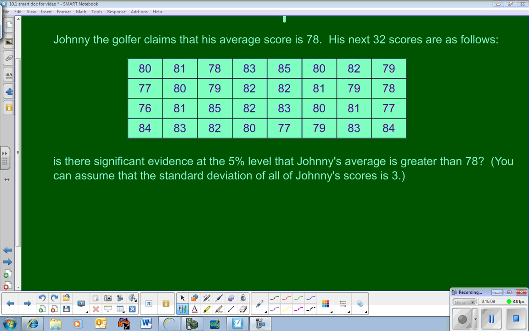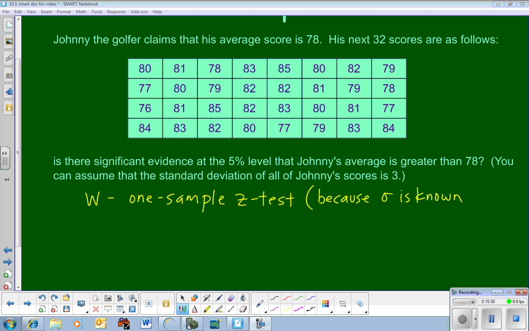Okay, hashtag WHAPS. Here we go. W: what test am I using? This is a one sample Z test because sigma is known, and also because it's the only one you know how to do right now. So on your paper you're going to write one sample Z test.